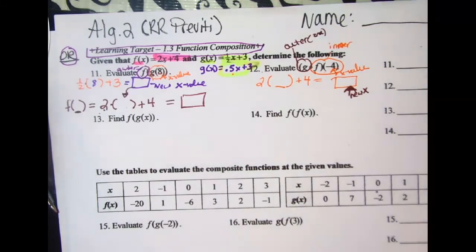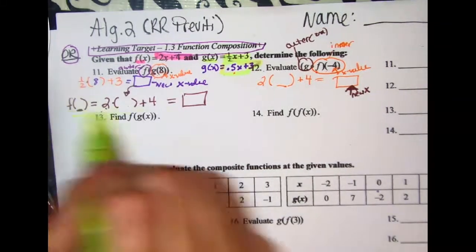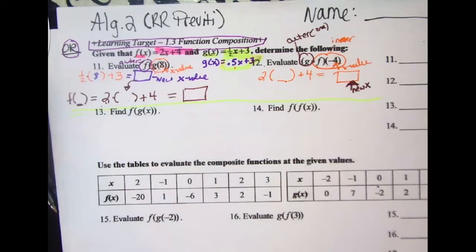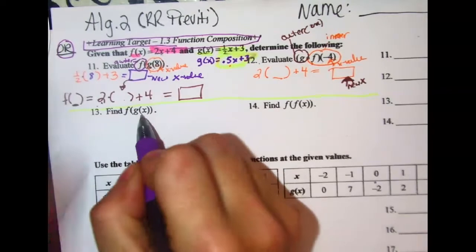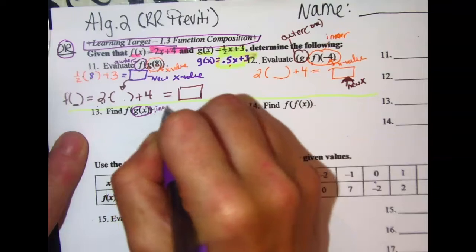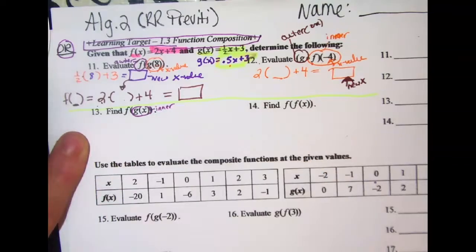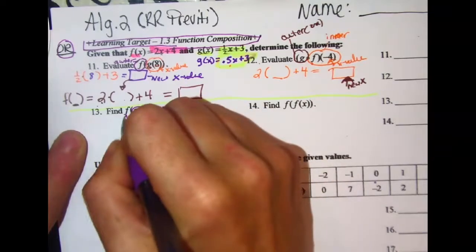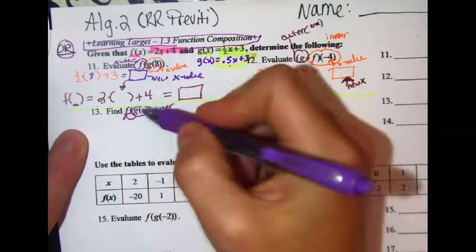All right, switching gears a little bit. I'm just going to draw a line here because we're not using any numbers. These are a little bit different in a way of thinking because we're not given an x value. We're actually just plugging one function into another one and simplifying. So this one, our inner function is g of x. That's the inner. There is no number. So what we do is we plug it into the outer function.